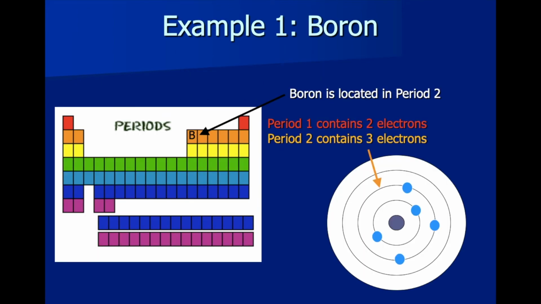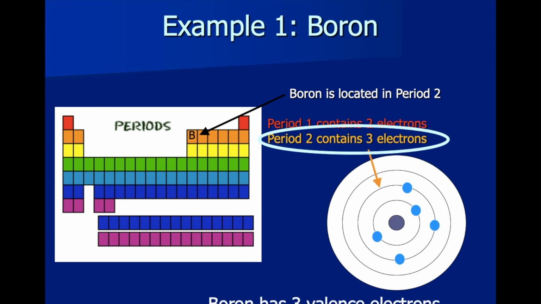For the first example, boron is located in period 2. So we decided that it has 2 electrons in the first ring and 3 electrons in the outer ring. Therefore, it's going to have a total of 3 valence electrons.